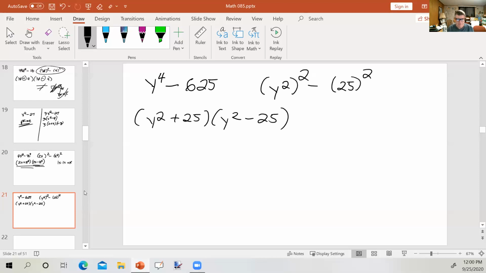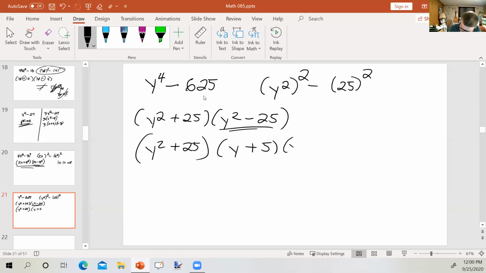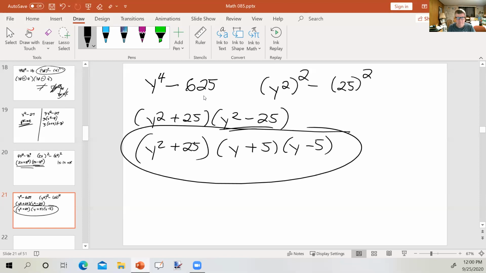But on that second one, is that the one you were talking about? Yes. Good job. So what would you do after that? Okay, that doesn't factor further because it's a sum, it's not a difference. This would be y plus 5, y minus 5.